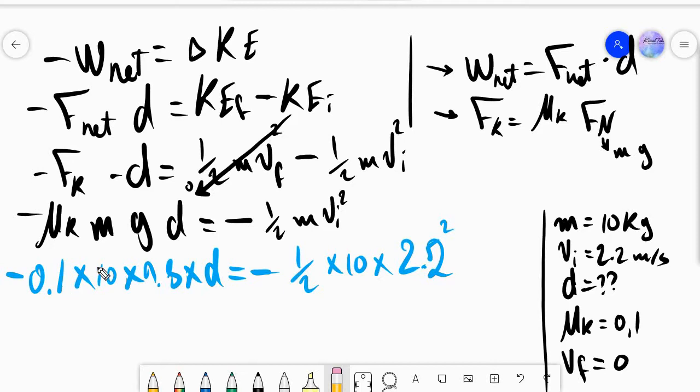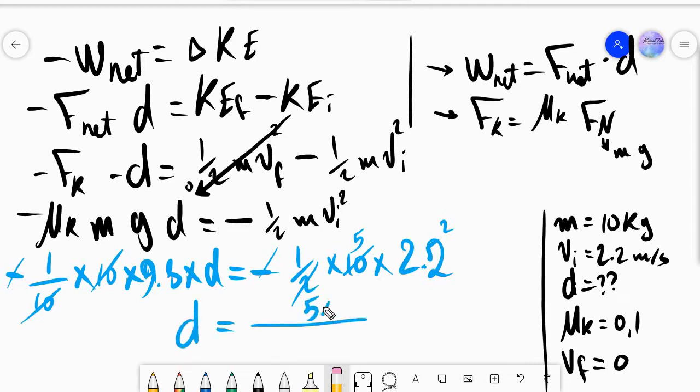Okay, now we can say that here he wants d. Here 0.1 means 1 divided by 10. This cancels with this, and this negative with this negative. Half with 10 equals 5. Okay, at the end it will be like that: d equals 5 times 2.2 squared divided by 9.8, which at the end is approximately 2.5 meters.